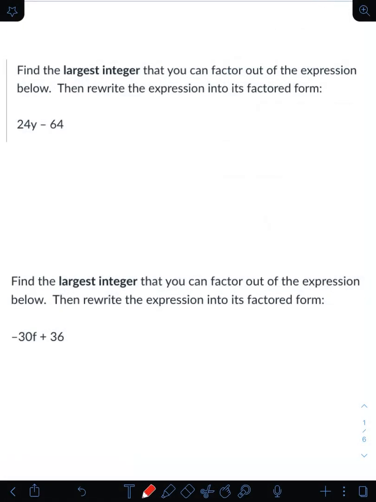Okay, so now this is going to be kind of weird. This is like reverse distribution. It's called factoring. What that means is when you have an expression, is there a number that you can take out of both? Now, your goal is to get the biggest number, but you don't have to get there immediately. So, for example, I think we all see that 2 can go into 24 and 64.